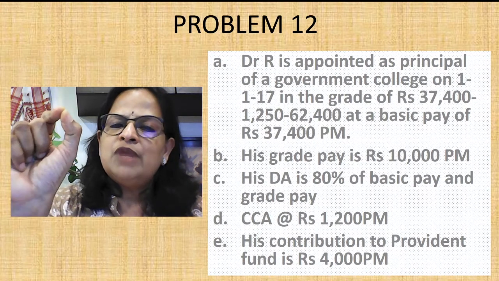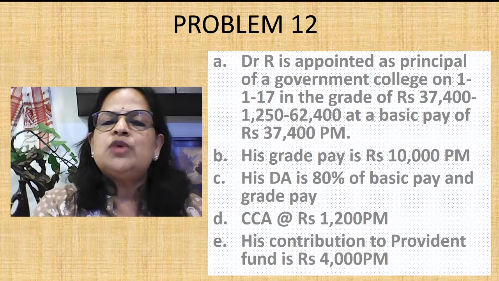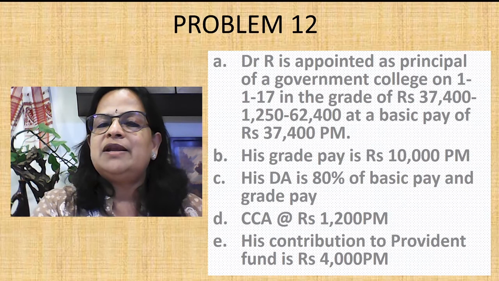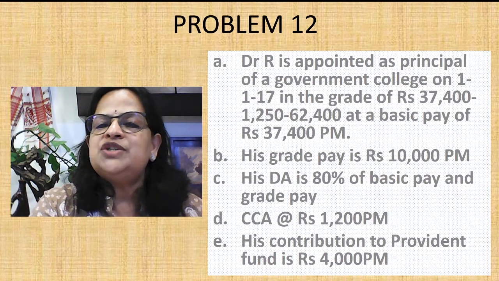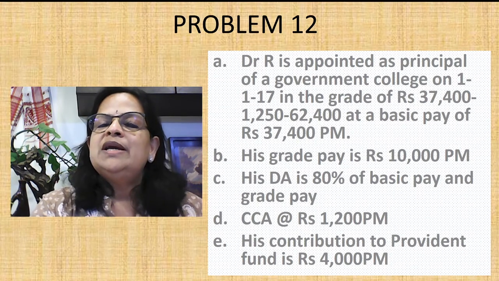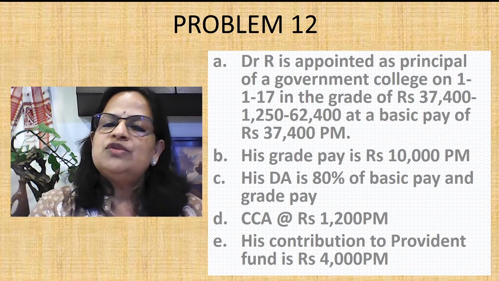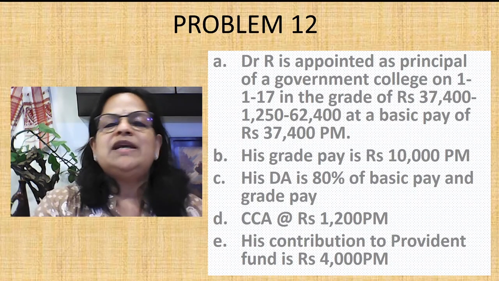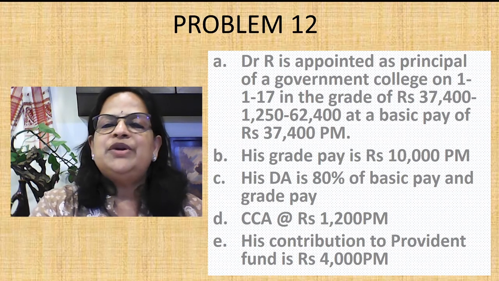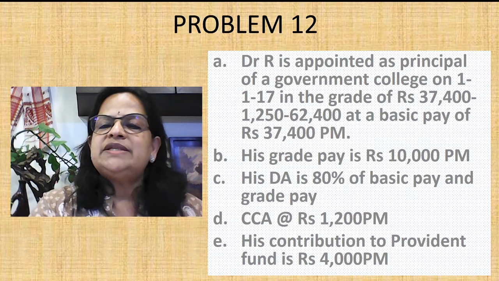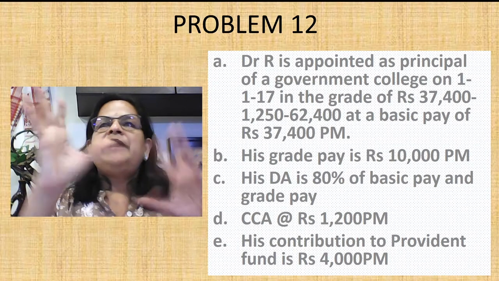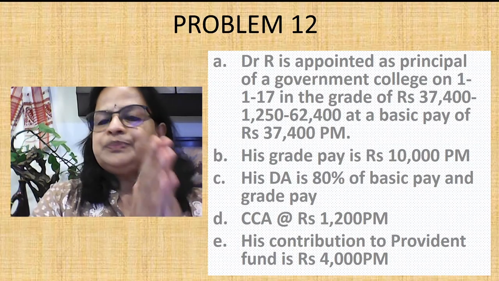When he will complete 1 year of service, 1,250 will be added to his salary. So that will be the salary for the next year till he will reach 62,400. After he reaches 62,400 like this, next pay scale will come. So this is the computation. I have explained in the solutions also. And his grade pay is 10,000 per month. Grade pay you have to remember.